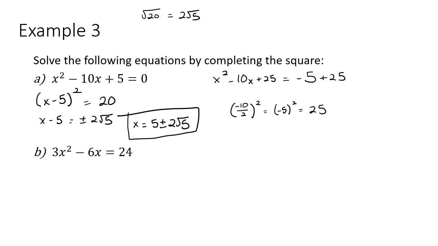All right, so now that I've shown you an example, try doing the same thing with part B, but remember, get rid of that 3 first in front of the x squared. So try pausing the video here and see if you can find the solution to part B of example 3.